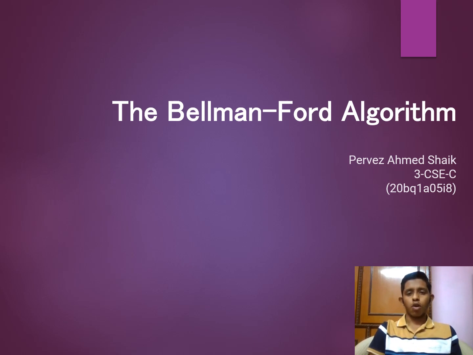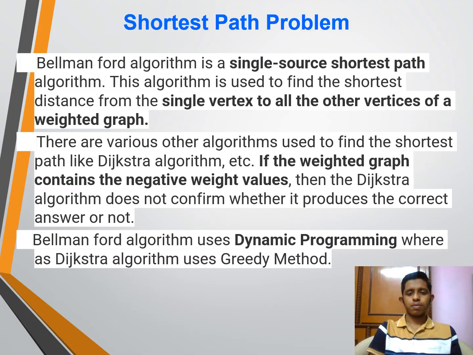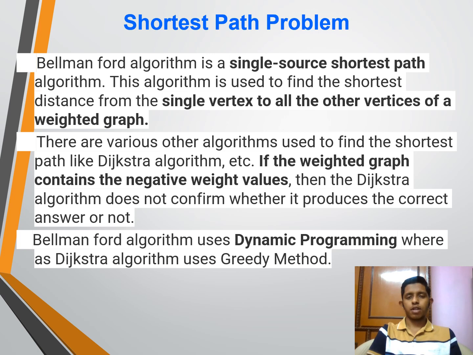I am going to talk about the Bellman-Ford algorithm. Bellman-Ford algorithm is a single source shortest path algorithm. This algorithm is used to find the shortest distance from the single vertex to all the other vertices of a weighted graph. There are various other algorithms used to find the shortest path, like Dijkstra's algorithm, etc.